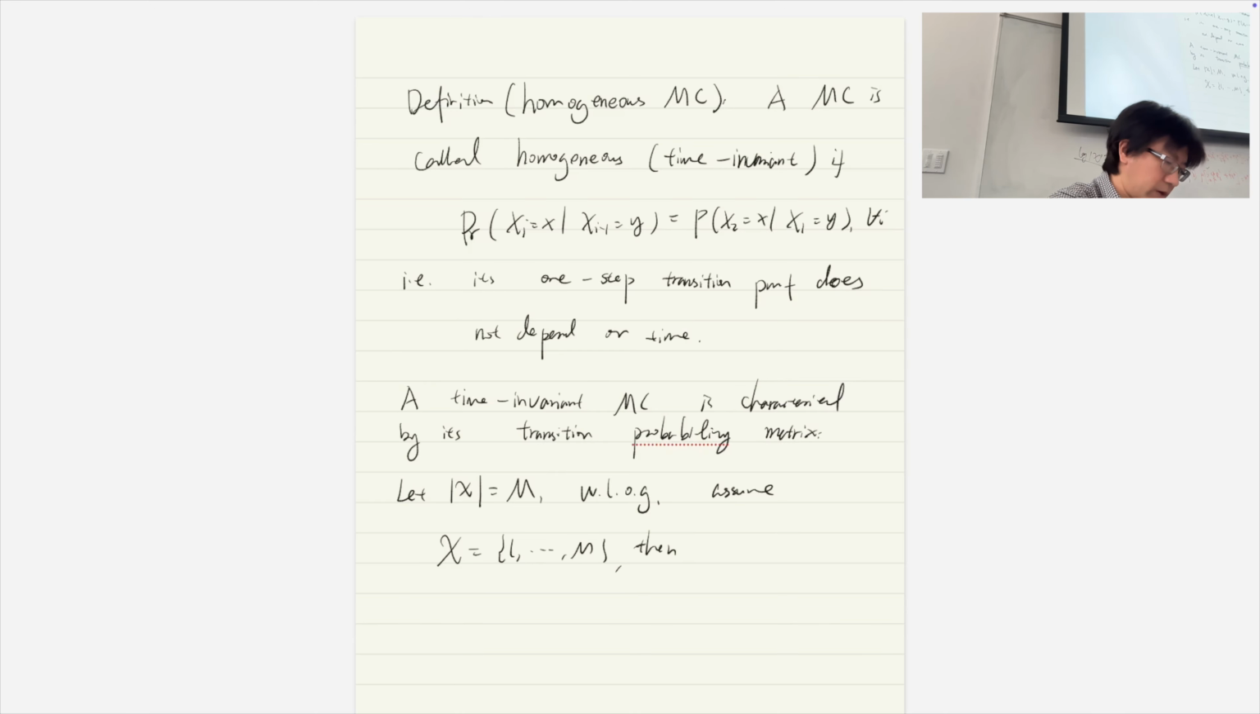And then what we can write is as follows. We use the probability P_RS, which means the probability that X_i equals S given X_{i-1} equals R, where R and S are obviously in the set X. And further we denote this as the probability of S given R. Great. The important thing is this notation.